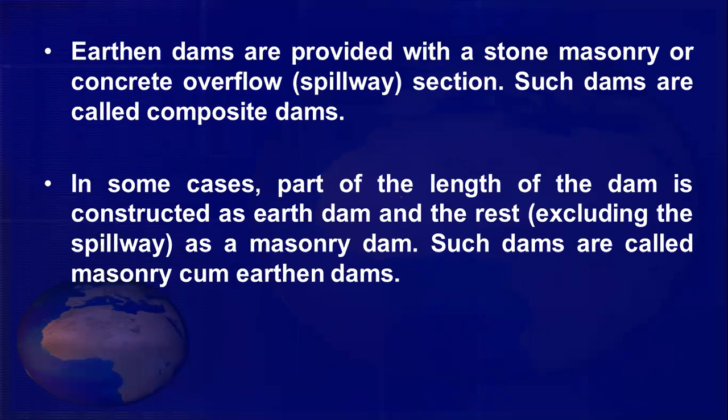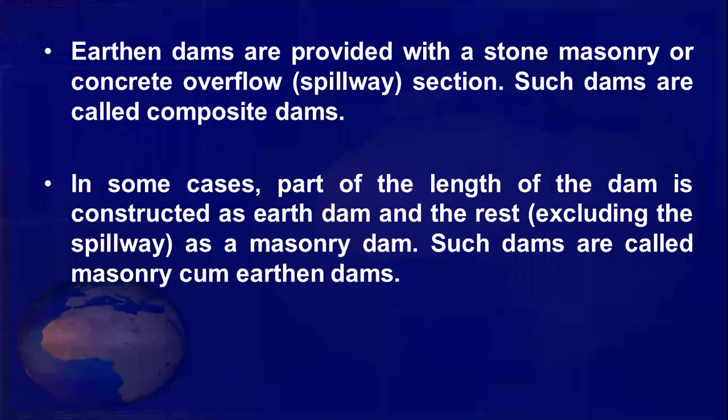Earthen dams provided with a stone masonry or concrete overflow spillway section, such dams are called composite dams. Now, in earthen dams, if the stone masonry is also used and concrete structure is also used for the spillway section and stone masonry is used over all the dam, so that is the composite materials we have used, and that's why these types of dams are composite dams.